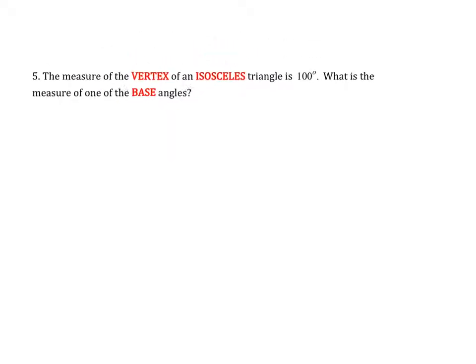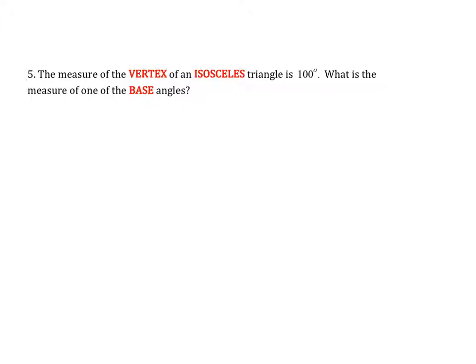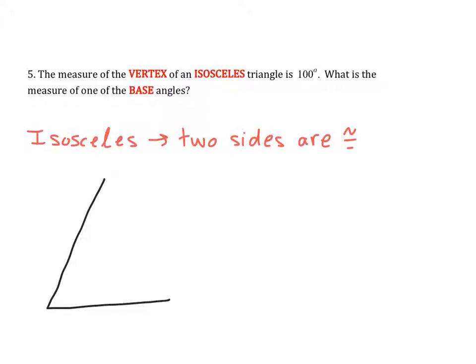Okay, this problem they say, the vertex of an isosceles triangle is 100 degrees. What is the measure of one of the base angles? So here, we need to remember what isosceles means. Isosceles means that two of the sides are congruent. So we can draw a triangle that looks like this.